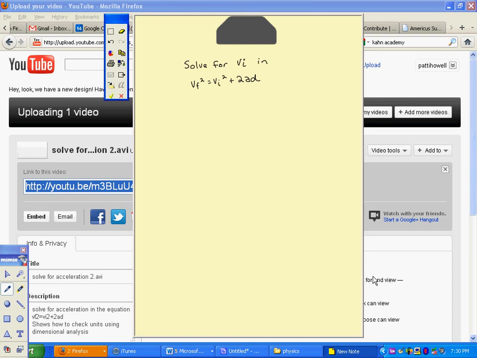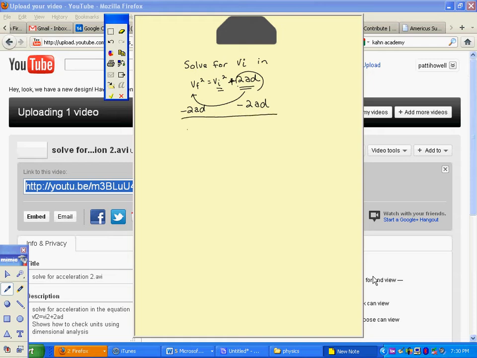We're going to solve this time for initial velocity using the physics equation Vf squared equals Vi squared plus 2AD. First thing we want to do is move this term to the other side. Since this term is being added, we're going to undo it by subtraction. So we can subtract 2AD from both sides of our equation.